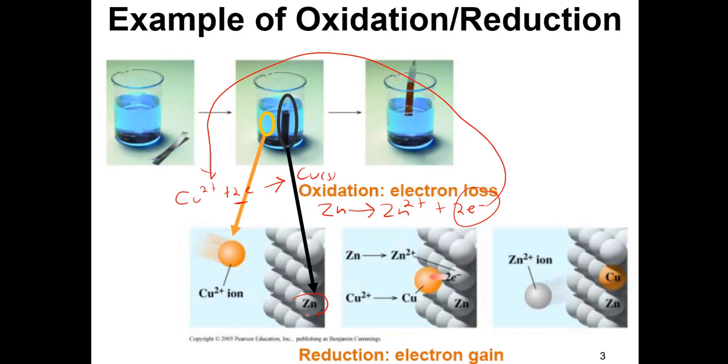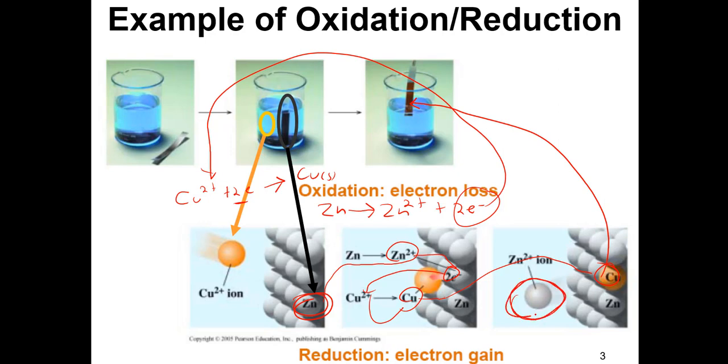So here is my zinc. The zinc is going to donate 2 electrons to the copper ion, forming a solid copper, which then adheres to the zinc plate. And so you'll actually see copper as an orange color as it's fixed onto the zinc plate. And then the free zinc ion is free to roam around the solution.